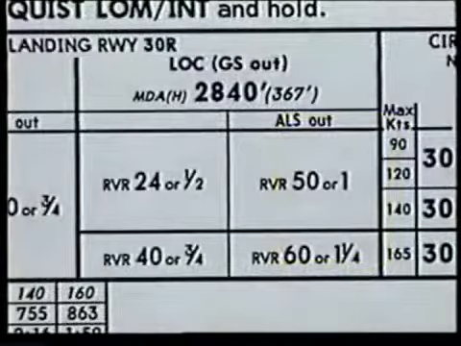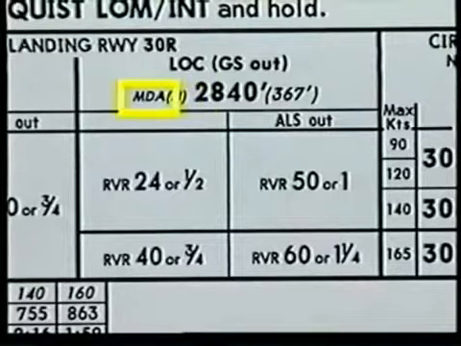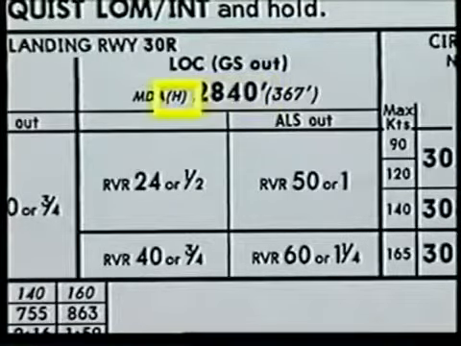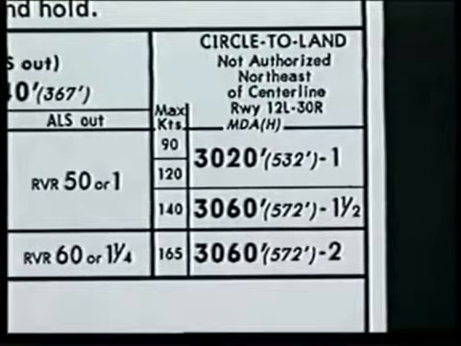For the localizer, glide slope out, or non-precision approach, the figures are labeled MDA parentheses H. The MDA, or minimum descent altitude, is the MSL altitude below which descent may not be made without visual reference. The H, or height, is shown within the parentheses. On the far right are the circle to land minimum altitudes and visibilities.